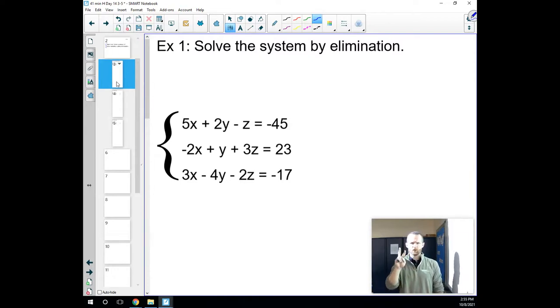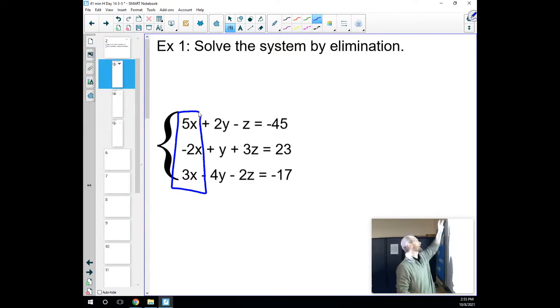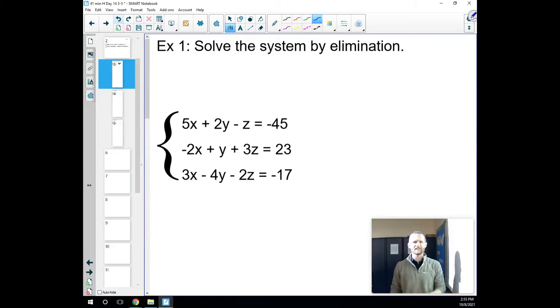I could see a case for two variables. I could say we could get rid of either z or y. I mean, we could eliminate x, but that's going to be a nightmare trying to manipulate them so they all match up to the opposite coefficients. I don't want to do that. But with the y's and the z's, it'll be a little bit easier, mainly because we've got a 1y right there and a negative 1z.